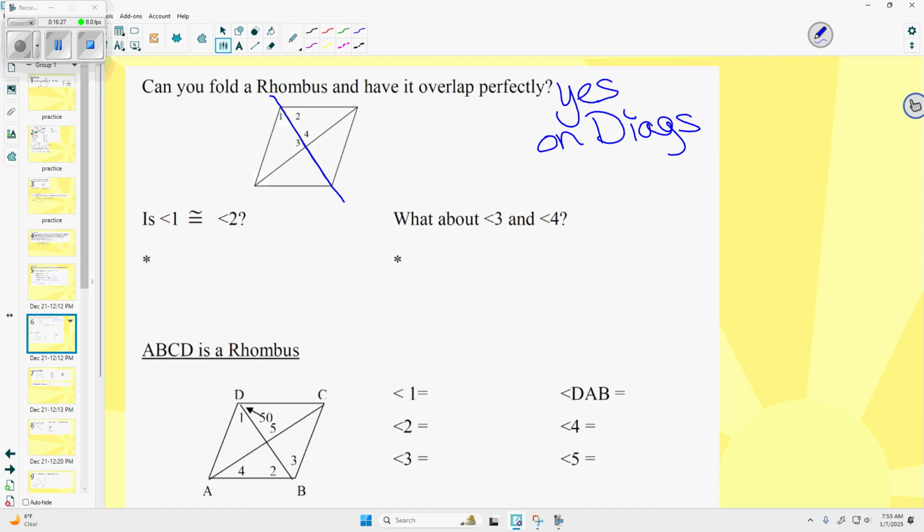What do I know about angle 1 and angle 2? They're congruent. Okay, will that happen in every corner? If I fold on the diagonal, will the sides of that angle be congruent? Okay, so what do we know happens to the angles? They got bisected. Diagonals bisect angles. The diagonals bisect angles. Did that happen in the parallelogram?